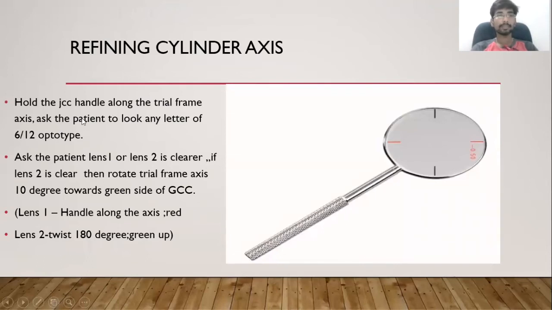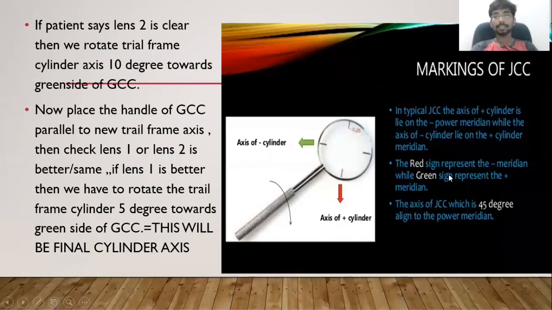For this patient, we have to hold the JCC handle along the trial frame axis and then ask the patient to look at any letter of the 6/12 optotype. Ask the patient whether lens 1 or lens 2 is clearer. If the patient says lens 2 is clear, then we have to rotate the trial frame axis 10 degrees towards the green side of the JCC, because the green side represents the plus meridian.